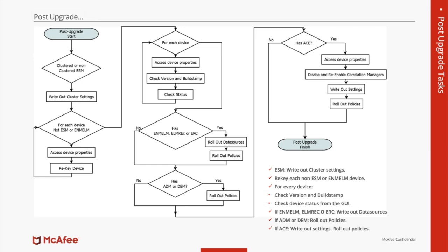Next, you'll go into your ADM or your DEM if you have it, and roll out the policies for those devices as well. And then finally, you'll move on to your ACE. You're going to go into the properties of the ACE, go into your correlation managers, go ahead and disable those, and then re-enable the ones you want to use. While you're there, go ahead and edit and take a look at the filters and make sure that they're still accurate. And then write those settings out and roll the policy to the ACE.